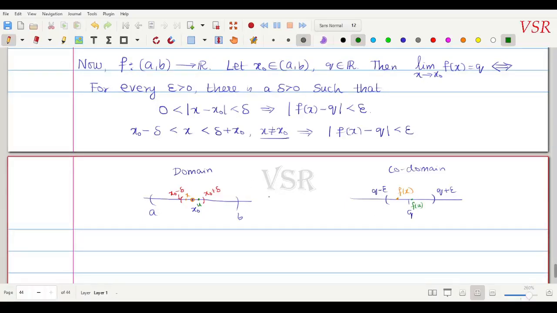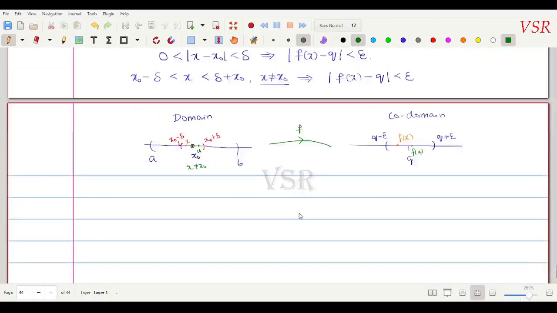So the function takes points from here to there. F is a function. So for every epsilon positive, we can find a delta positive, and note that except x naught, I have taken all the points. That is why I wrote x not equal to x naught, and that is why I have drawn a circle at this point. Is it okay? So this is the definition for a limit of a function.